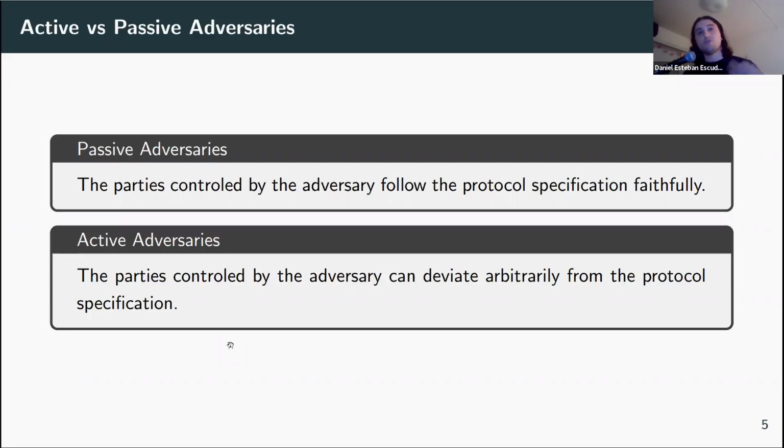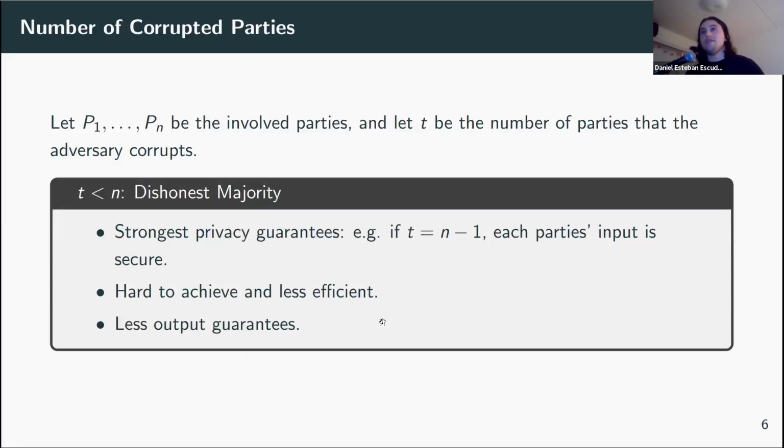Active adversaries are much more complex to handle. So this is the first distinction that I want you to remember. Passive or semi-honest adversaries follow the protocol. Active or malicious adversaries can deviate from the protocol. We also divide the adversary by the number of parties that they can corrupt.